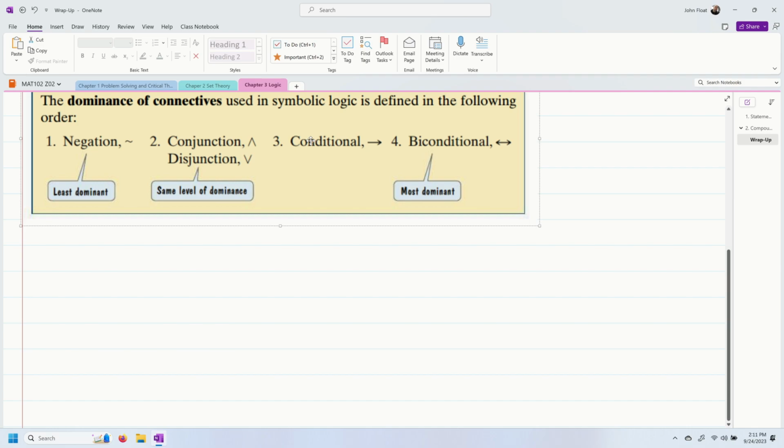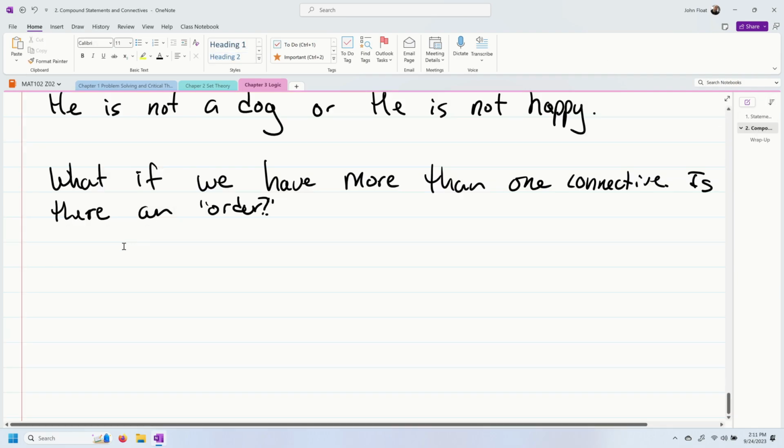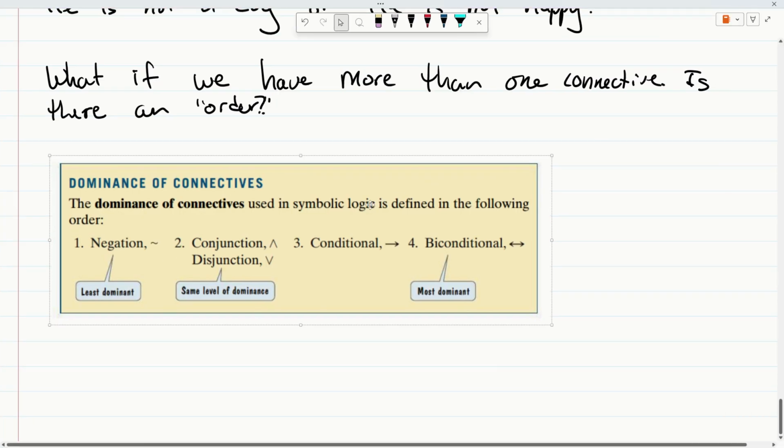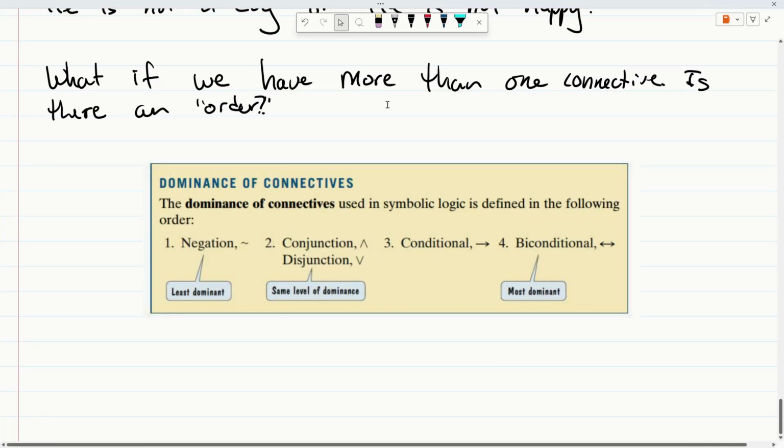And I'm going to copy and paste this into our notes. All right, and this is nothing more than the dominance of connectives. It's kind of like, okay, when using symbolic logic, is there an order? And yes, this is the order here. Now, the one thing you got to remember is this is not set in stone, but it definitely does help.